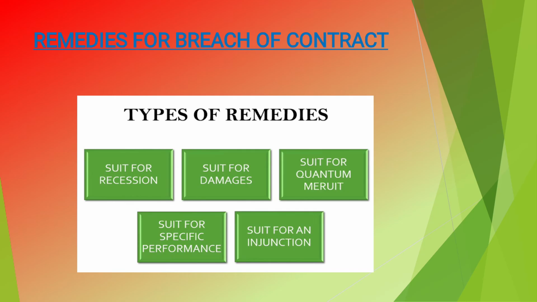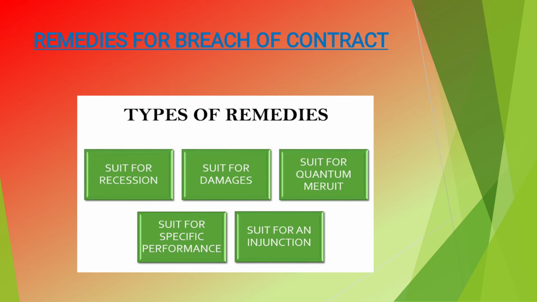Second one is suit for damages. The term damages means monetary compensation payable by the defaulting party to the aggrieved party in the event of the breach of contract for the loss suffered by him. The damages may be of four types. One is ordinary damages, second one is special damages, third one is exemplary damages, and the last one is nominal damages. In the first case, ordinary damages, it is also termed as general damages.